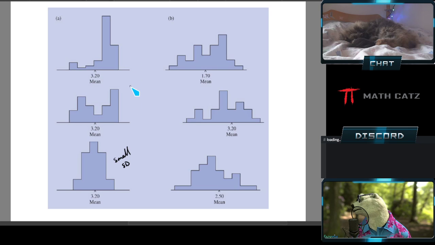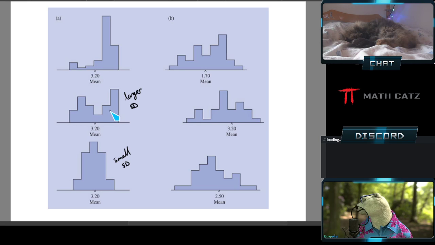For these two, it's hard to say. This one might actually have a larger standard deviation, but let's just compare these two, if nothing else. When I compare them, even though the means are the same, I now have a number without looking at the histogram and trying to visually assess.